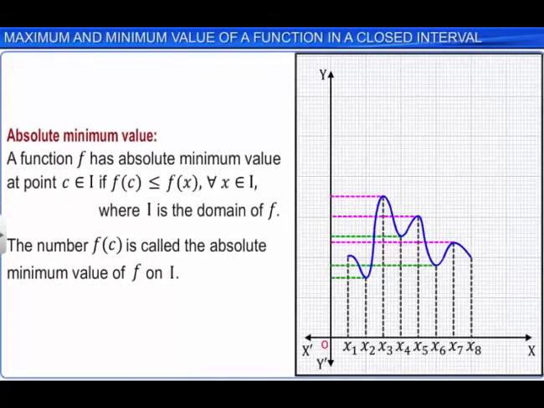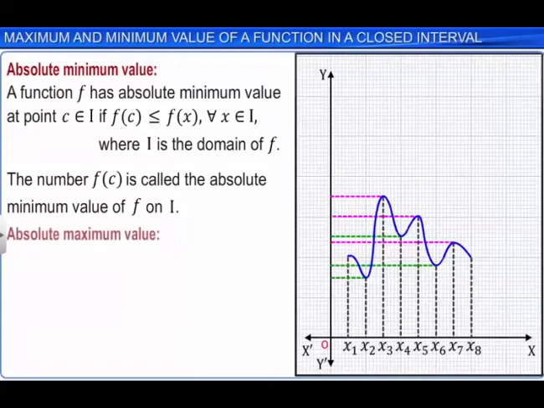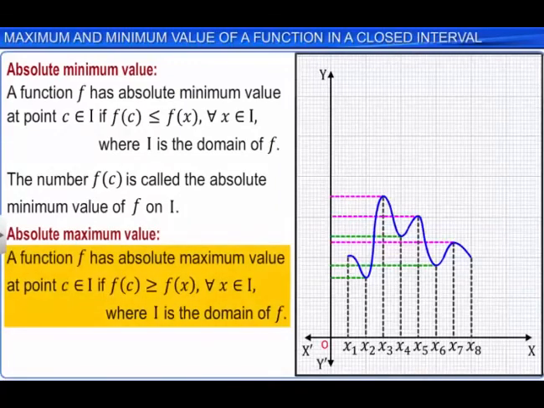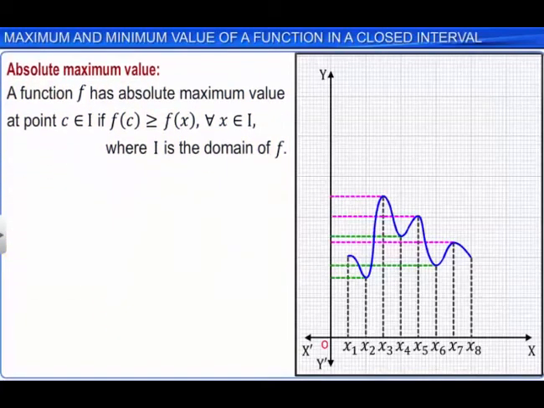Similarly, a function f defined on a closed interval I is said to have absolute maximum value at a point c in I if f of c is greater than or equal to the value of f at any other point on I. The number f of c is called the absolute maximum value of f on I.